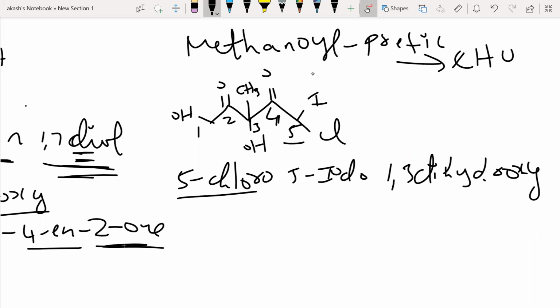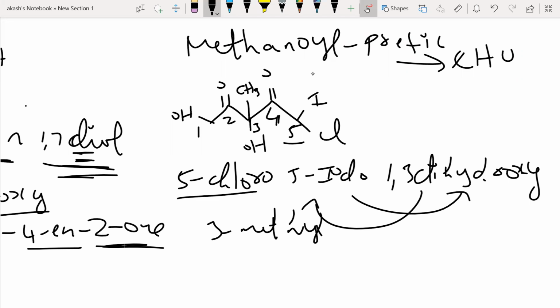Why does chloro come first? Alphabetical order. Then comes iodo, right? And then, wait, actually, hydroxy should come here, H and then I, right? So it's 5-chloro, 1,3-dihydroxy, then 5-iodo, right? Then comes your 3-methyl. Then it's simple, then it's pent.